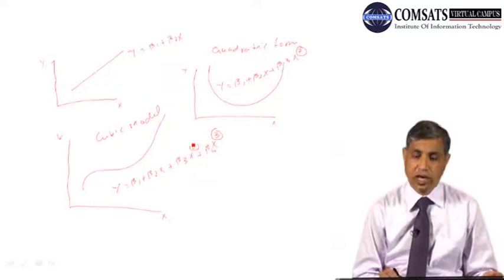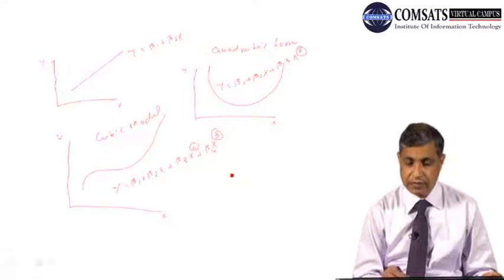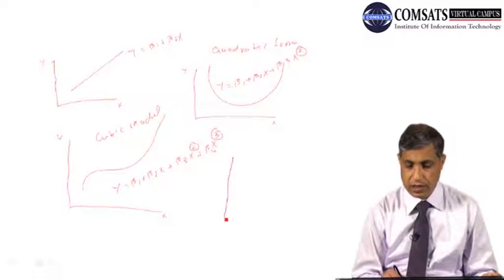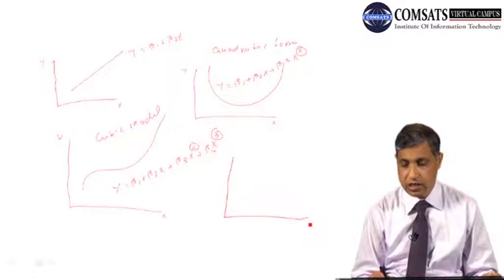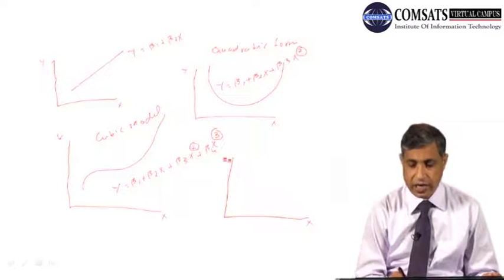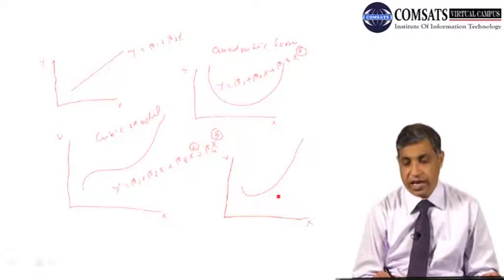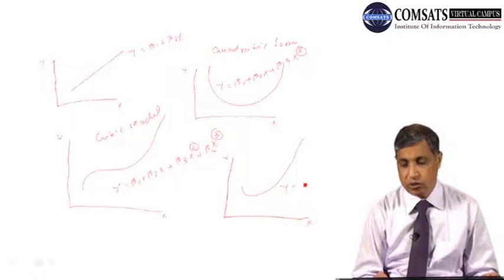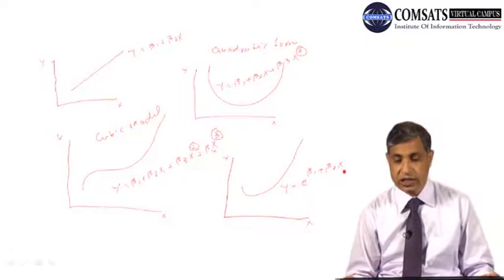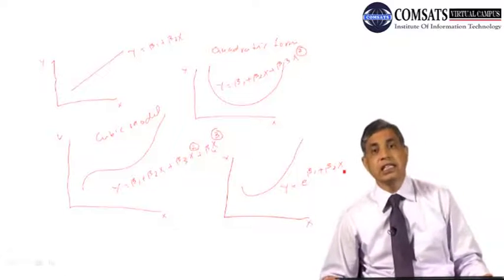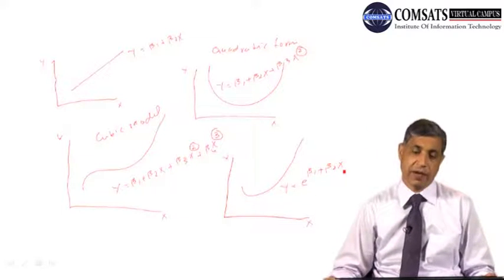One more example I would like to show you: this is x, this is y, and this is the exponential function. Here y is equal to e power beta 1 plus beta 2 x. So again you can see that this model is linear in the parameter.